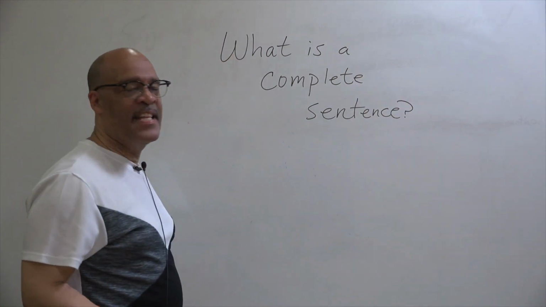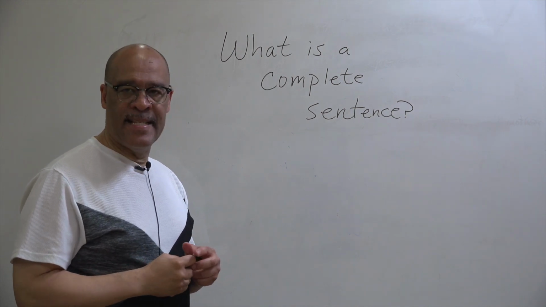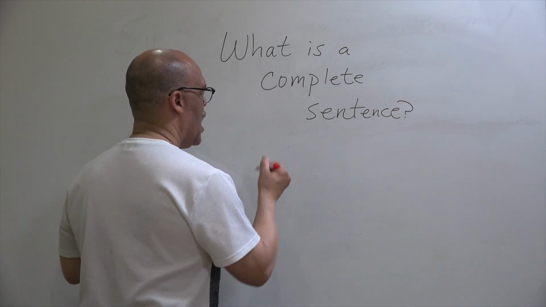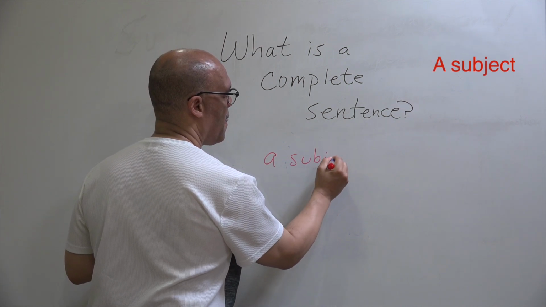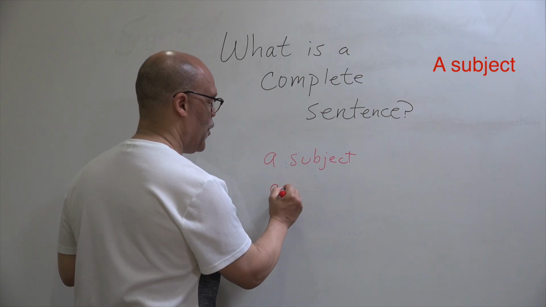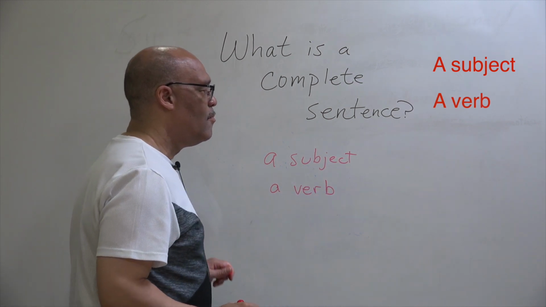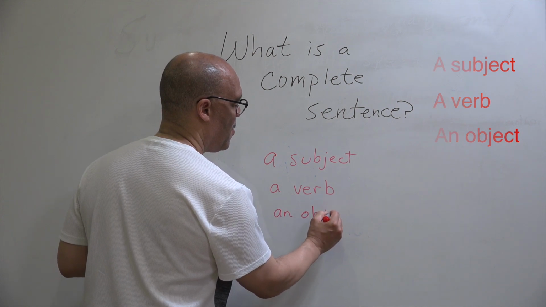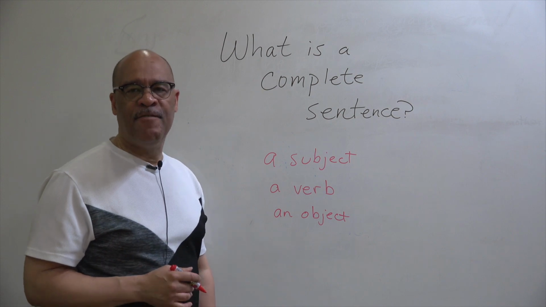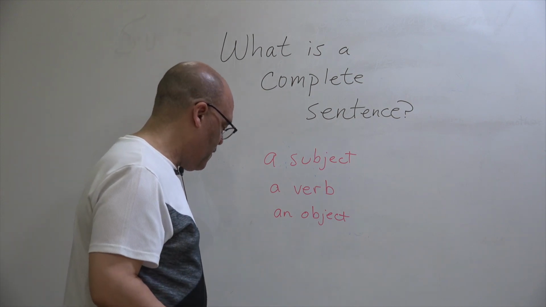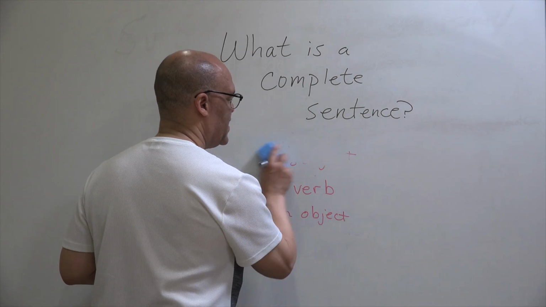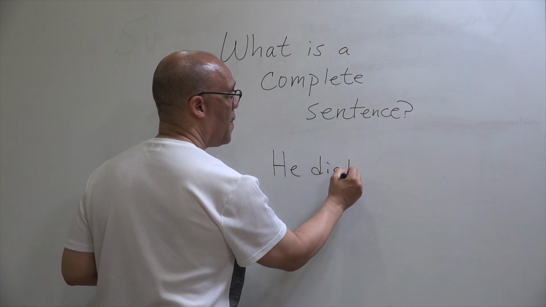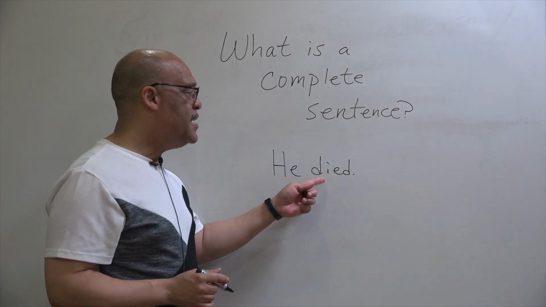And here is the answer. A complete sentence must have a subject and a verb. It often has an object, but you don't always have to have an object. I'll give you an example of a complete sentence. He died. That's a complete sentence. He is the subject, died is the verb.